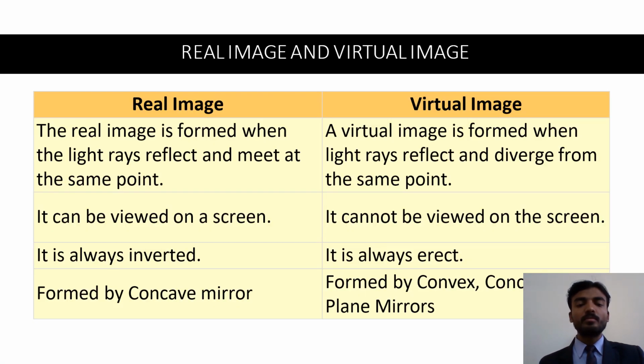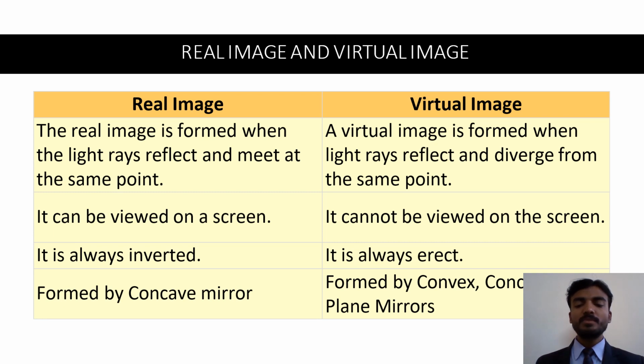How many types of images are there? There are two types of images: real image and virtual image. A real image is formed when the light rays reflect and meet at the same point. It can be viewed on a screen. The main property of a real image is that it can be viewed on a screen. It is always inverted, not erect. It is formed by a concave mirror.